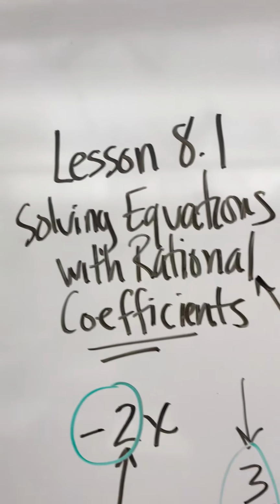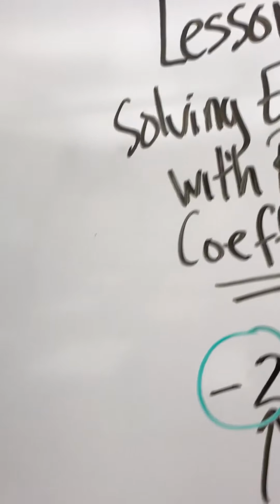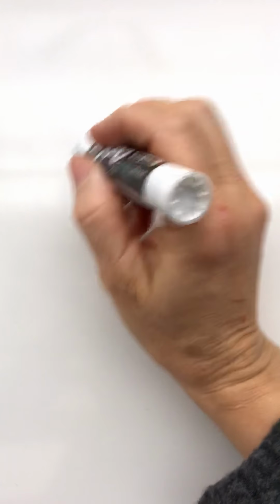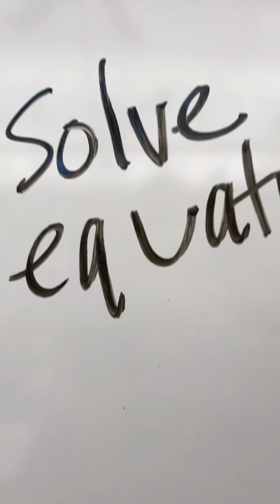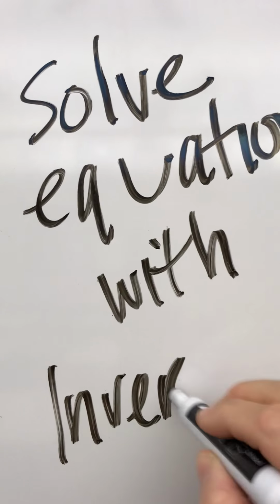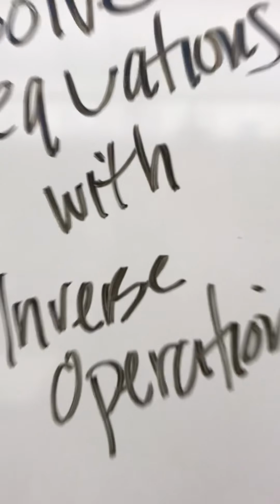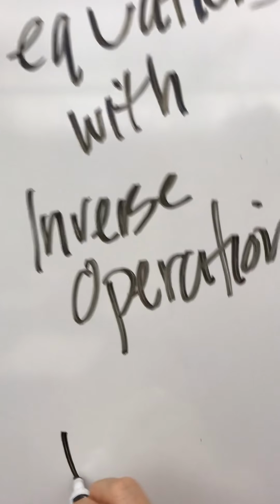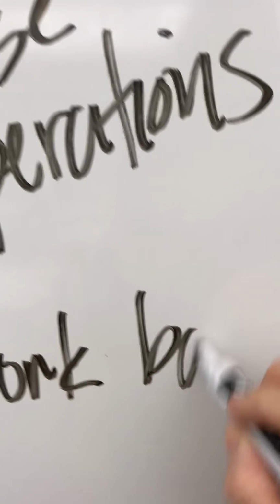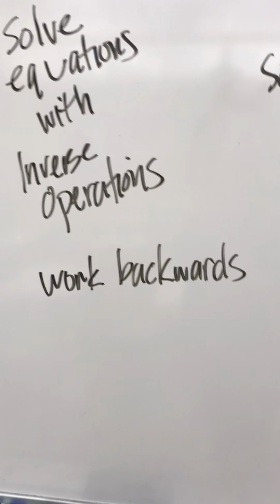So this first lesson in chapter 8 is solving equations with rational coefficients. All right, so as we talked about last week, how do you solve an equation? We solve equations with inverse operations. So you work backwards. You work backwards. That's what it means, inverse operations.